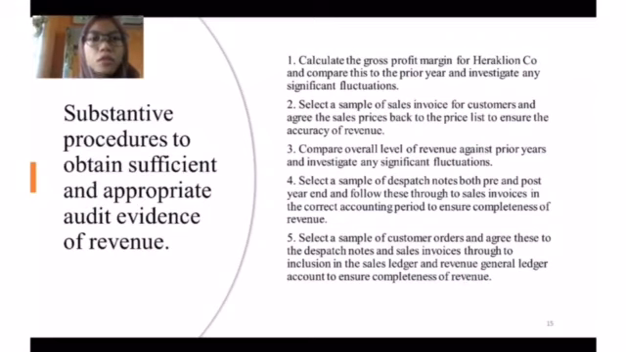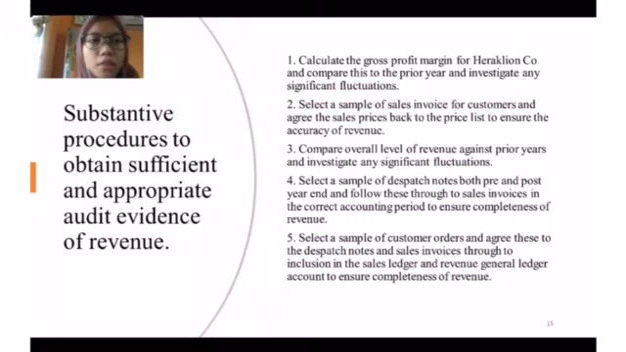Okay, moving forward to the substantive procedures to obtain sufficient and appropriate audit evidence of revenue. So basically, there are 5 substantive procedures that can be carried out. The first one is calculate the gross profit margin for Heraklion company and compare this to the prior year and investigate any significant fluctuations. The second one is select a sample of sales invoices for customers and agree the sale prices back to the price list. So this is to ensure the accuracy of the revenue.